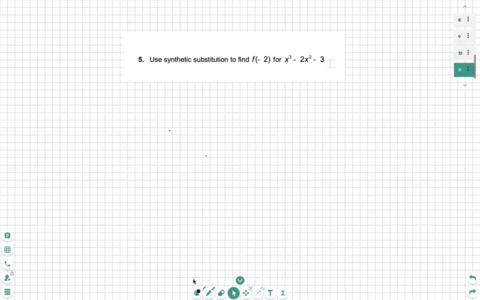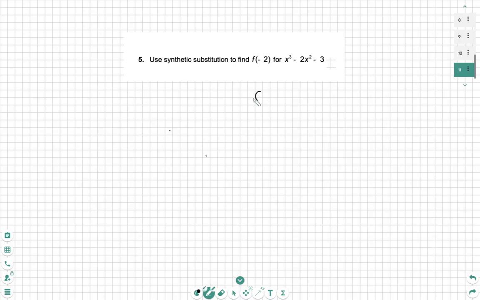Hello. In this example, we are going to go over synthetic substitution. It is a little different than synthetic division, where we find factors of a given function. This one, we're just testing to see what a certain value would get us.